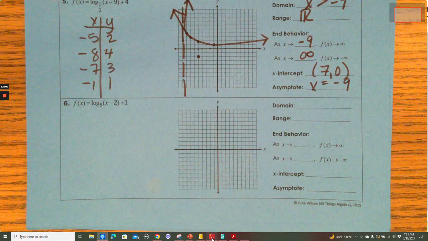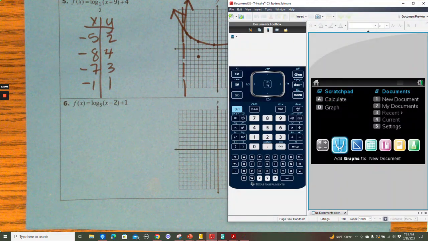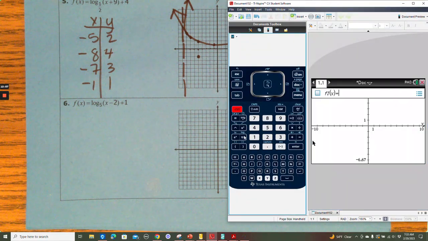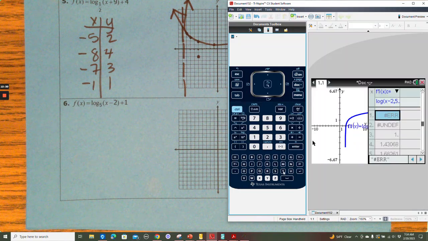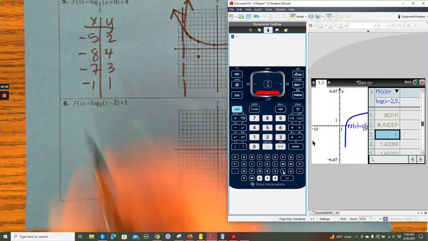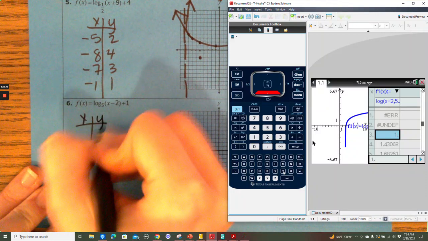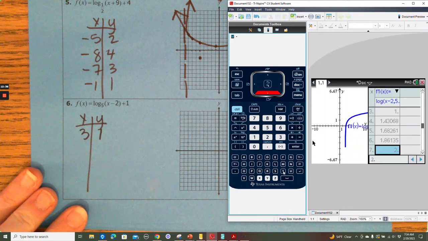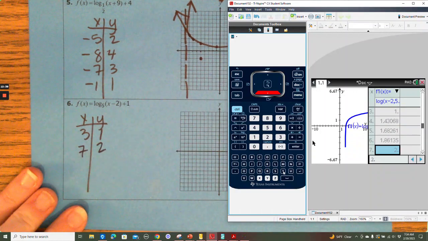All right, and one last one here. So we've got log base 5 of x minus 2, and then outside we've got a +1. So we're going to pull the table up here. So there's our undefined value at 2. Okay, so that's going to be our asymptote. So we've got, let's see, 3 and 1, 7 and 2.